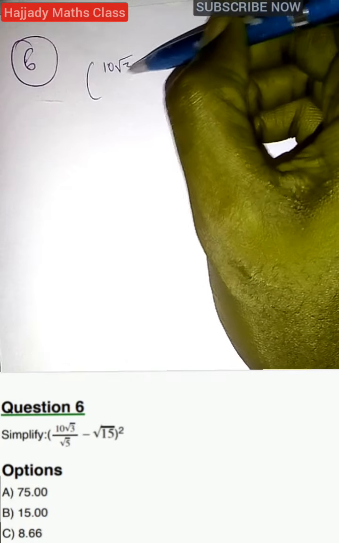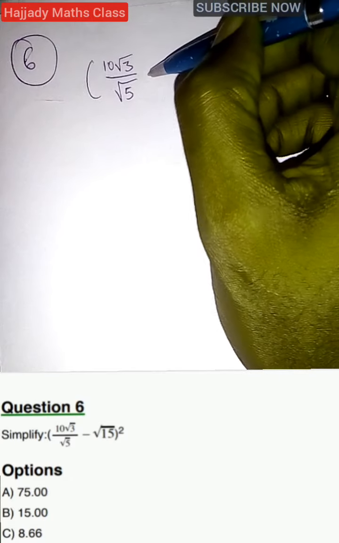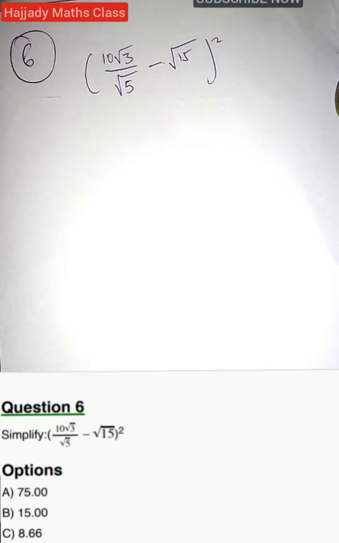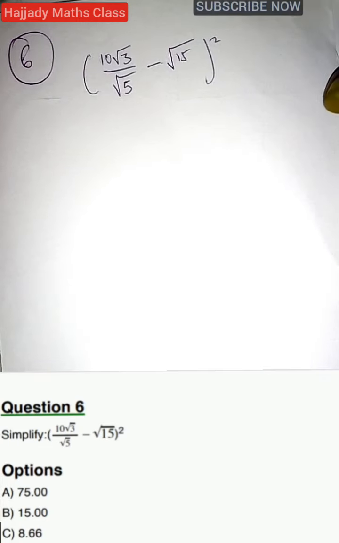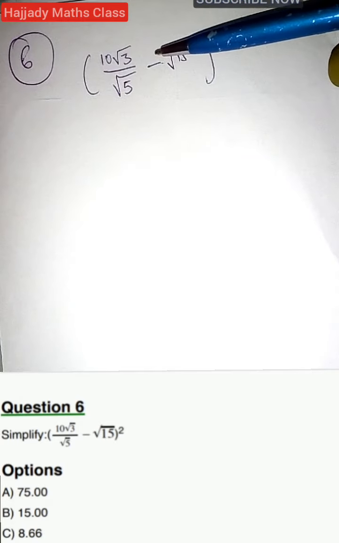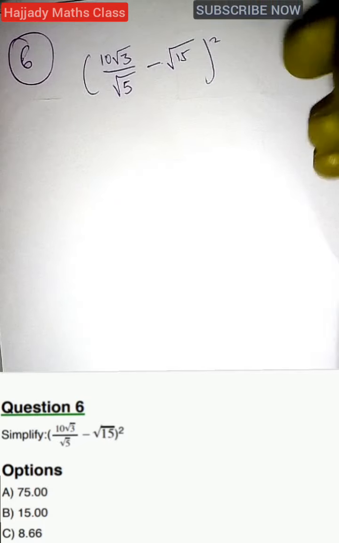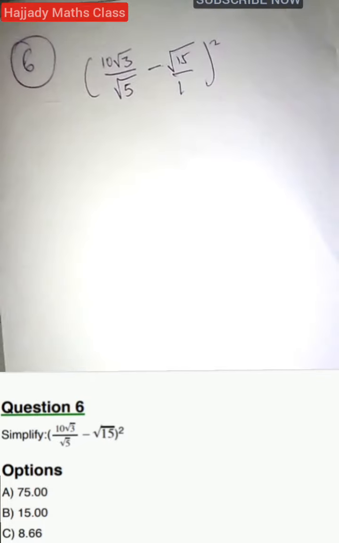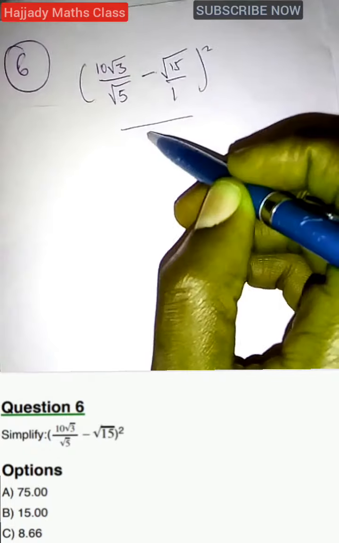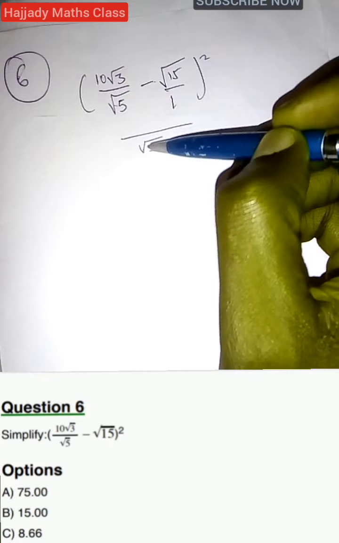10 root 3 all over root 5 minus root 15, all squared. The first thing we need to do is to solve what is inside the bracket first. So that is the first point of action: solve everything in the bracket first. We can solve this by using the LCM approach. So this is going to give us root 5.